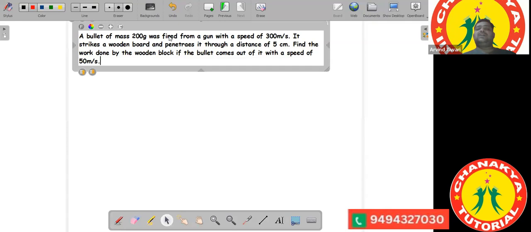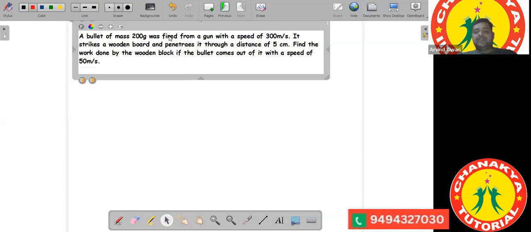Okay. So I think now you can start doing. You have the question. A bullet of mass 200 gram was fired from a gun with a speed of 300 meter per second. It strikes a wooden board and penetrates it through a distance of 5 centimeter. Find the work done by the wooden block if the bullet comes out of it with a speed of 50 meter per second. It requires just the similar logic. Similar questions are placed here.